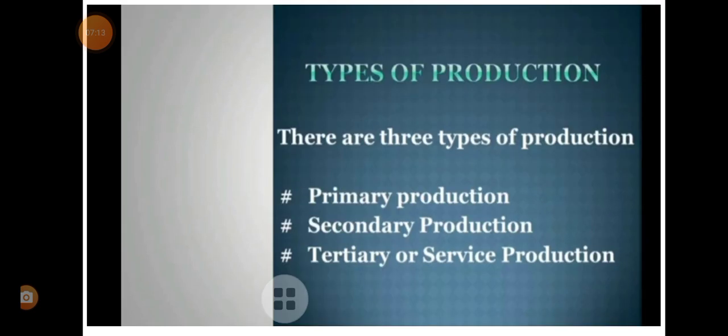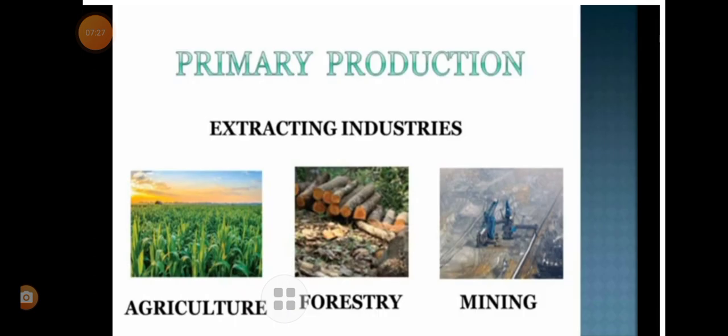Okay, now let's move on to the next topic, types of production. There are three important types of production: primary production, secondary production, and tertiary or service production.